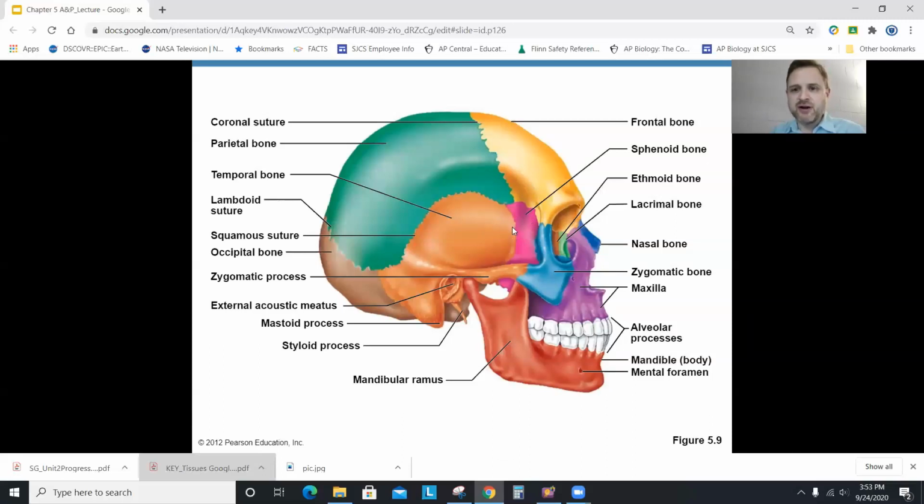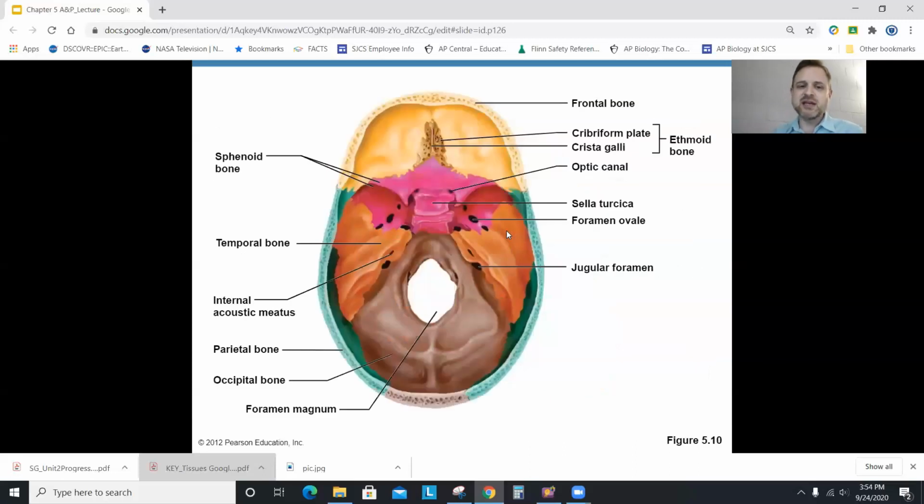So I think we've done all the parts of this diagram. In terms of a test, if I give you diagrams to label, in terms of the skull, I think I would probably use this diagram versus the other ones. Let's just take a minute to discuss the other ones.